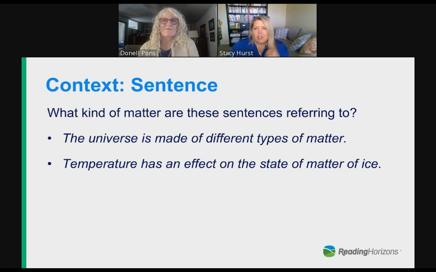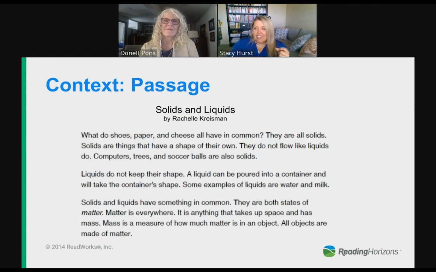So what kind of matter are these sentences referring to? The universe is made of different types of matter, stuff that things are made of, right? Temperature has an effect on the state of the matter of ice. It can be a liquid, it can be a solid. So always using context to help merge those together, but file them in a way that's not tohu bohu or confusing in the brain, right? Okay, next slide will help us really carry that message home when we're talking about science specifically.